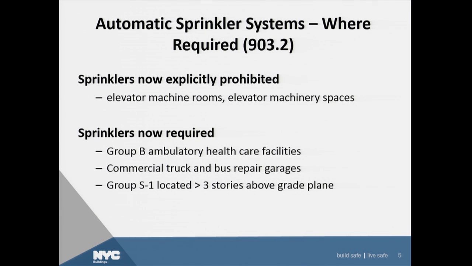Our code in 903.2 in the building code now explicitly states no sprinklers in the elevator machine rooms or elevator machinery spaces. There are some new sprinkler triggers that did not exist in the 2008 code to keep up with the IBC and with our committee changes. One of them is for the ambulatory healthcare facilities that Mr. Communer mentioned earlier. These are facilities where you may be under sedation for a period of time, but it's not like a hospital. It's kind of in between, and that might require sprinklers or some other fire protection features instead, but you can read that.